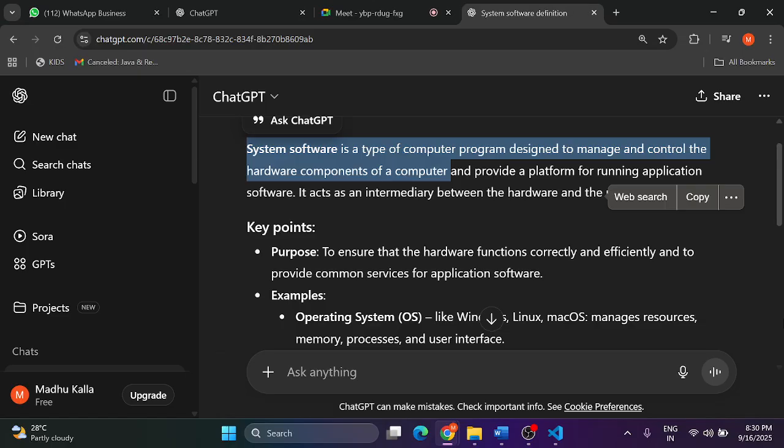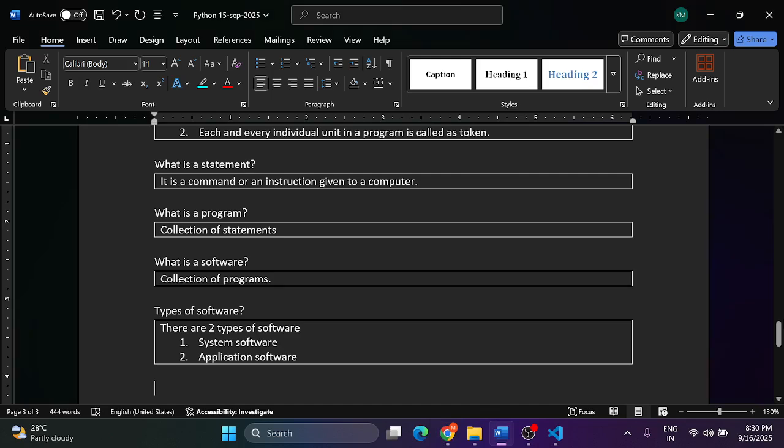Not only these. If you open the system, if we unscrew everything and open it, many hardware components will be there within the system, right? How are all those hardware components running? Because of some software called system software. So system software is a software which is used to manage and control the hardware components of a computer. That's also a correct answer. This answer is enough for me.